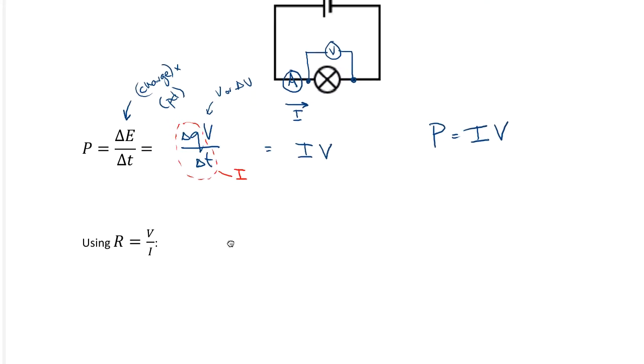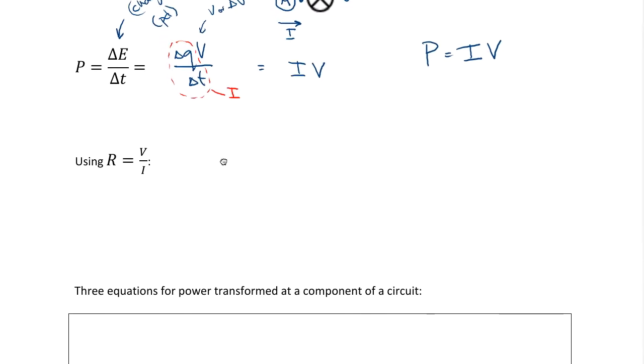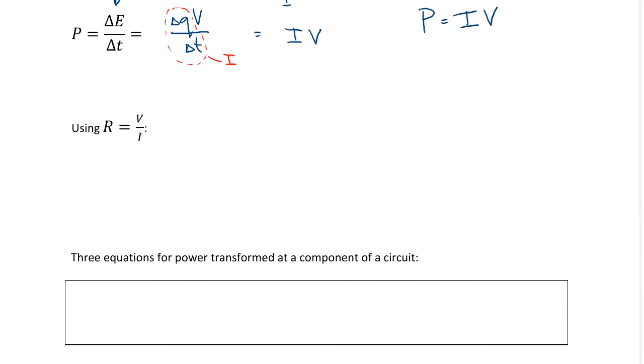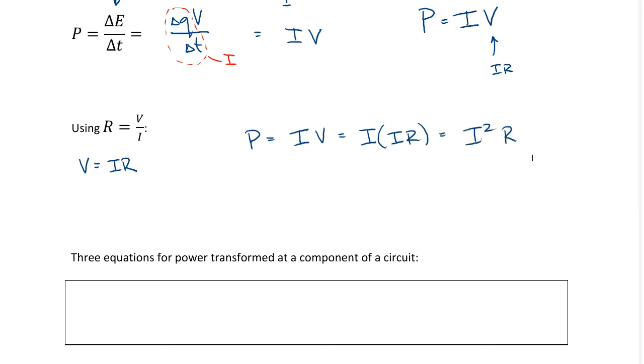Using our definition of resistance, resistance is equal to voltage across divided by current through, we can work out two more. Rearranging this expression, I get V is equal to IR. So now I can put that in here. V is equal to IR. So power, which was equal to I times V, is equal to I times IR. And so power is equal to I squared R, the current squared times the resistance.